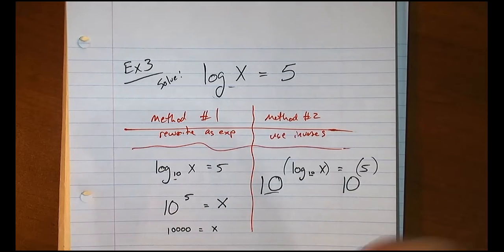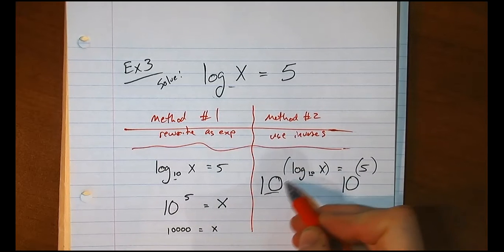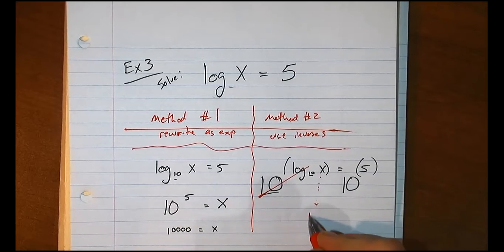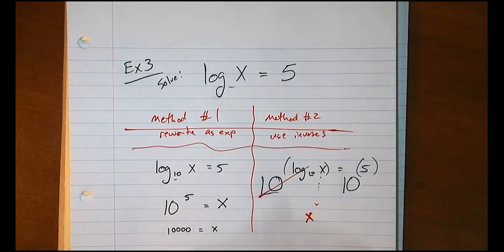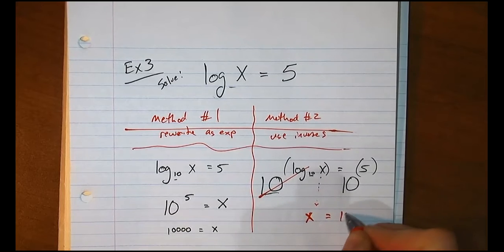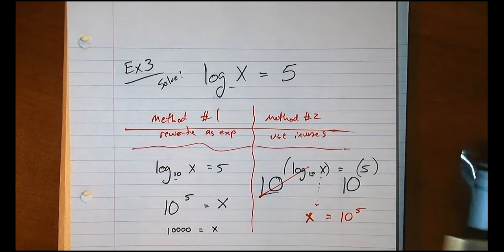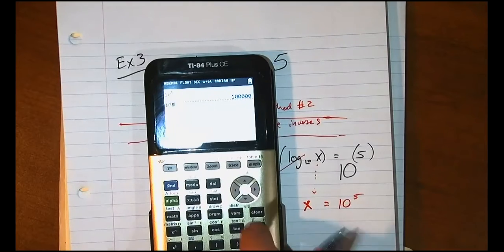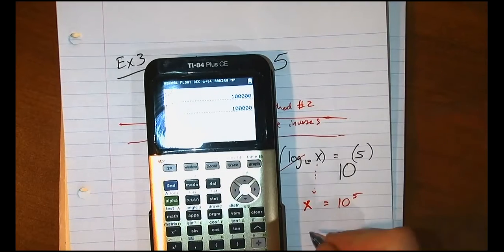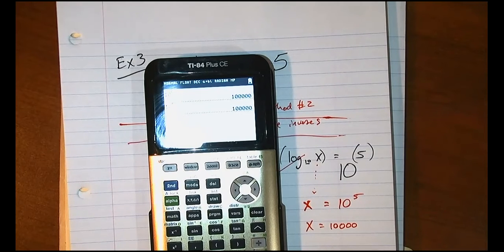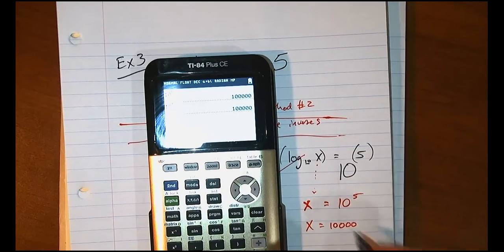Now, on the left-hand side, exponents and logarithms cancel. So those cancel each other out. And I'm just left with the x all by itself. Then I've got the equal sign. And on the other side, I have 10 to the 5th power. So now I just grab my calculator. I type in 10 to the 5th power, and I get that answer. And it's, of course, the exact same answer that I had before. All right. So that is the basic process.